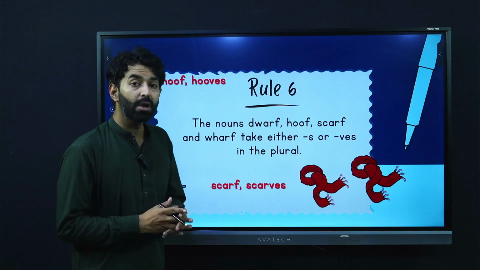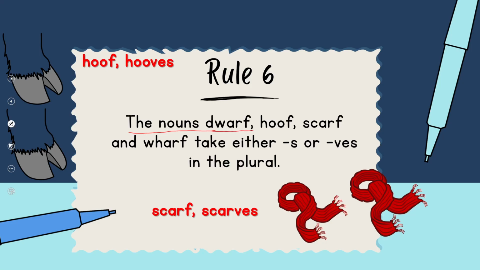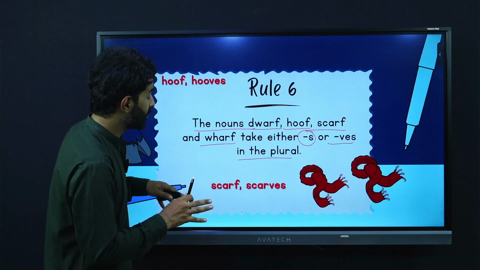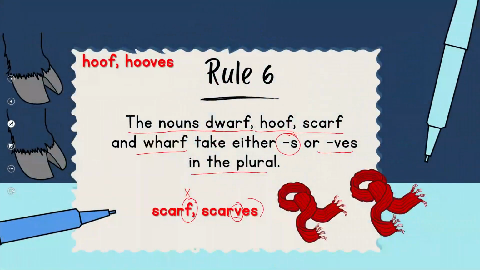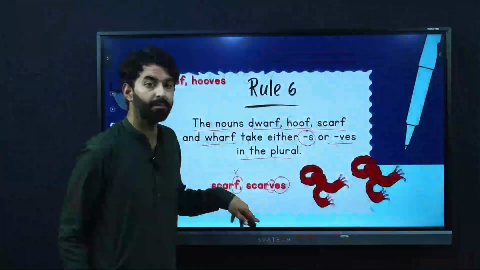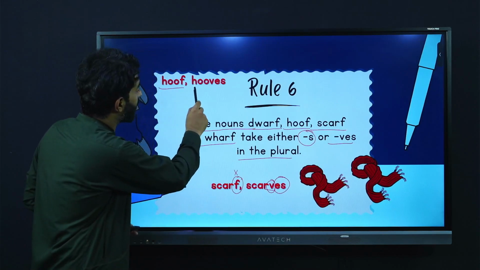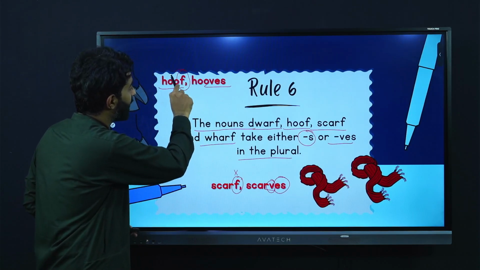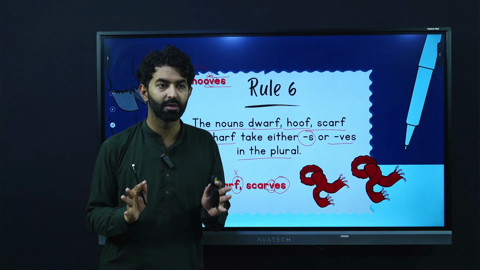Okay. Rule number 6 now. In the nouns dwarf, hoof, scarf, and wharf, take either s or ves in the plural. So if you are having any words that are ending with f, what you are going to do is remove the f, add v, and add es. Scarf will become scarves. And hoof will become hooves. We removed f and then added v followed by es. Simple? Clear?